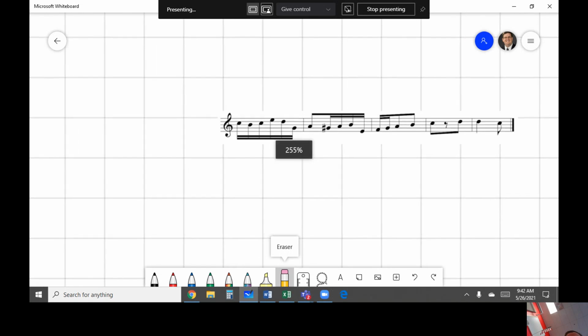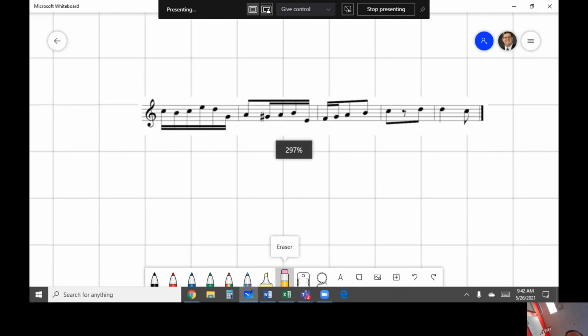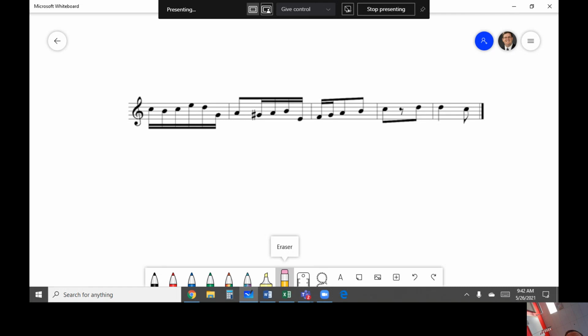It'll take me a hot minute to be able to get this to where we can see it. So here's an example. You see it has bar lines. It has lots of different notes, but there is no key signature.